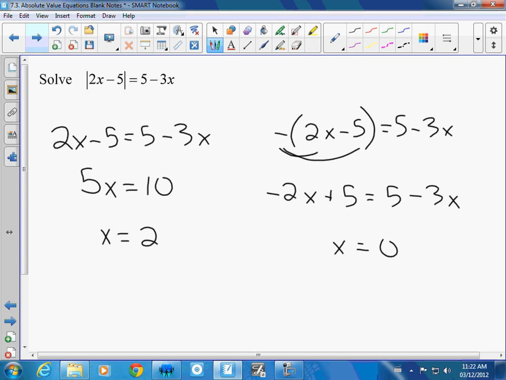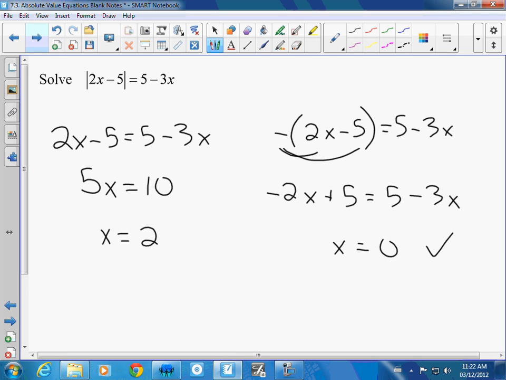Are they answers? Yeah, man. Let's try 0. Let's just try this one for a second. Try 0. What's 2 times 0? 0. So you end up with 0 minus 5, which is negative 5. Absolute value of negative 5 is 5. Okay, so the left side has to equal the right side. So the left side equals 5 right now. 3 times 0? 0. 5 minus 0? 5. So does 5 equal 5? Yep, that's one of the answers.